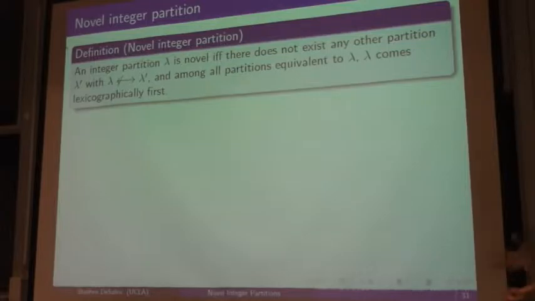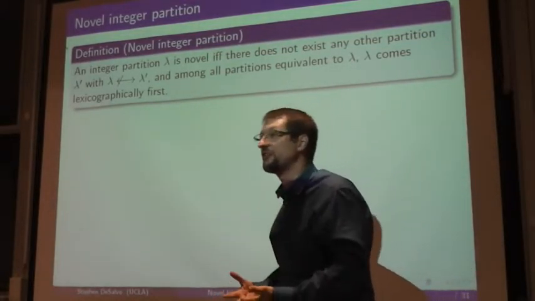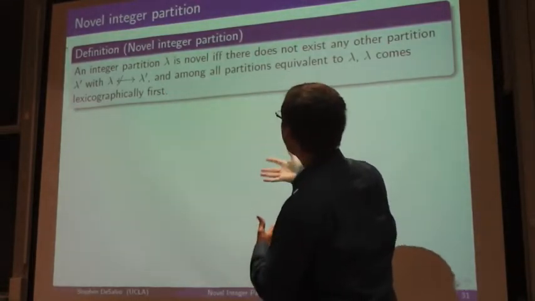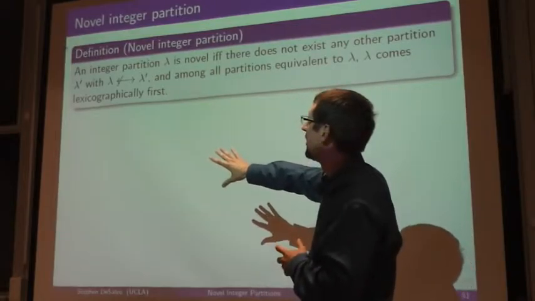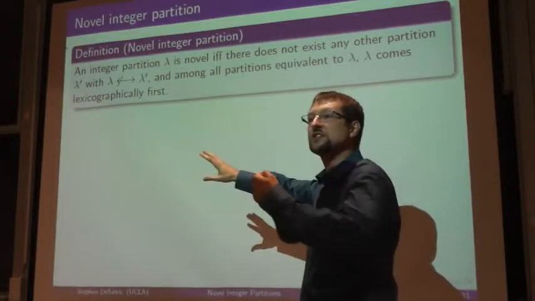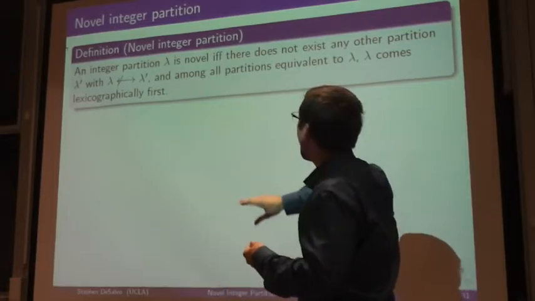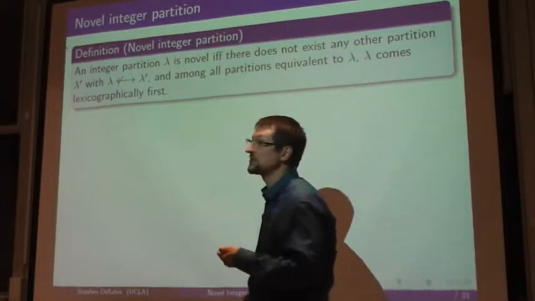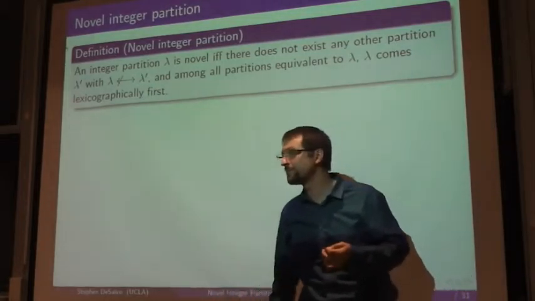And now I get to the actual definition of what is a novel integer partition. An integer partition lambda is novel if and only if there does not exist any other partition lambda prime for which lambda strictly reduces to lambda prime. So lambda doesn't reduce to anything else. And among all partitions equivalent to lambda, lambda comes lexicographically first. So that gets rid of all possible multiples as well.